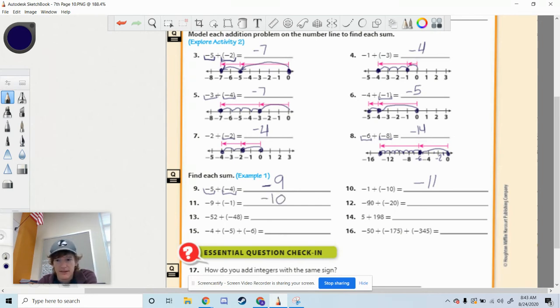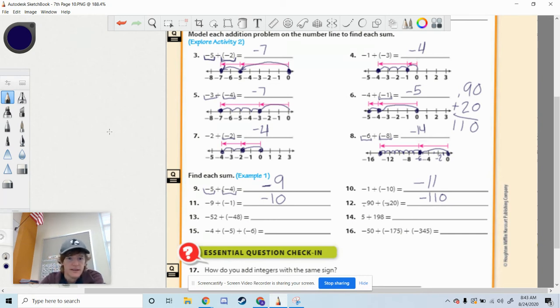Number 12, numbers are getting a little bigger, but -90 plus -20. So 90 plus 20, if you can't do that in your head, I would expect to see some work off to the side. Okay, so this will be 0 in the ones, and our tens will be 11. So we have 110. Don't forget your negative, because these are both negative.